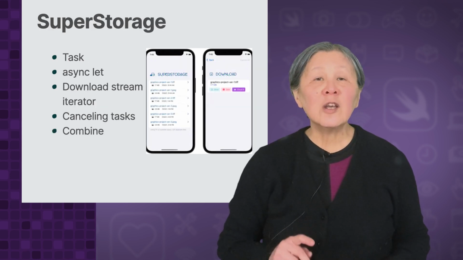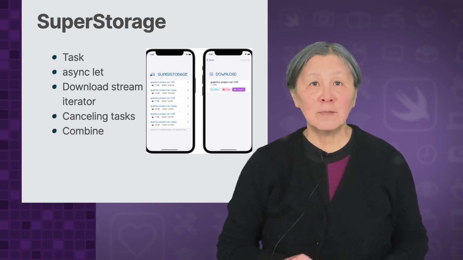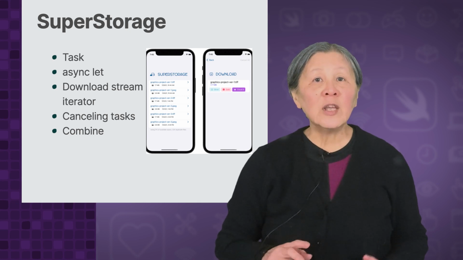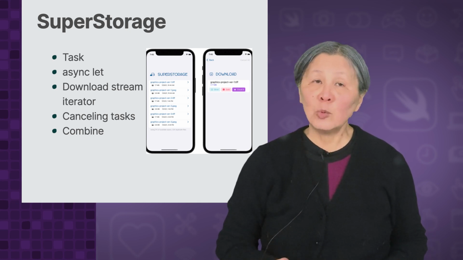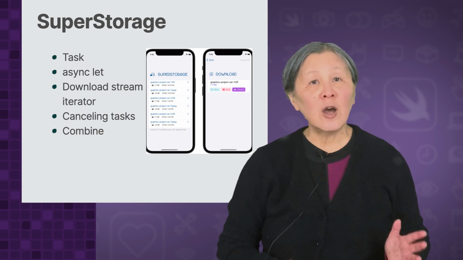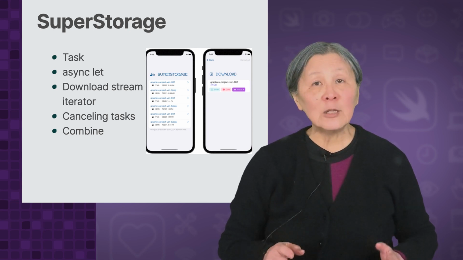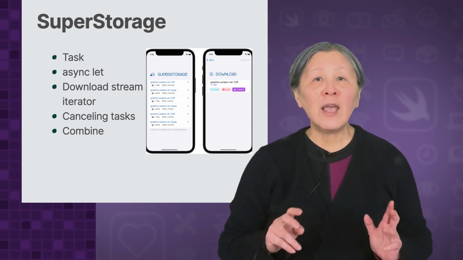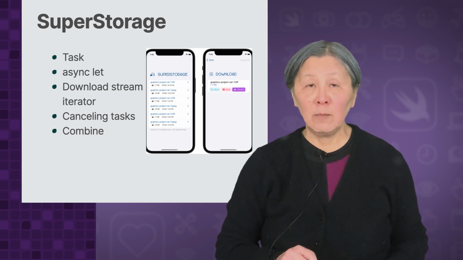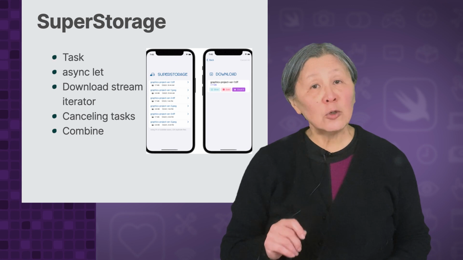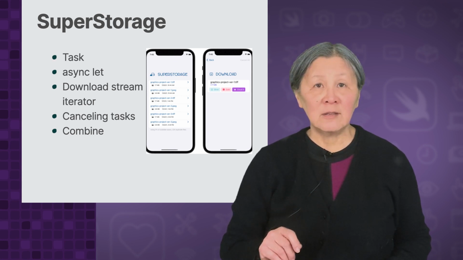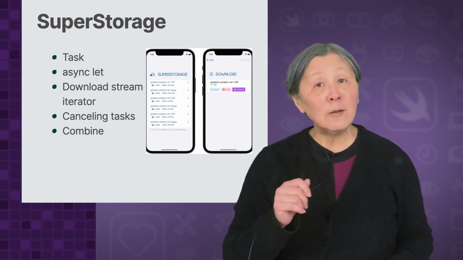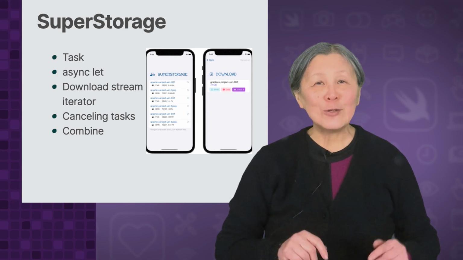In part 2 of this course, you'll work on another app, Superstorage. It's a cloud file storage app with 3 download plans. You get a more detailed look at async await, async sequence, and main actor. You'll use a top-level asynchronous task to call an asynchronous method from a SwiftUI view. You'll learn the async let syntax for grouping asynchronous tasks so they run at the same time. You'll use a download stream iterator to process async sequence bytes. You'll get more practice canceling tasks, and you'll even integrate a combined publisher into your app. See you soon.